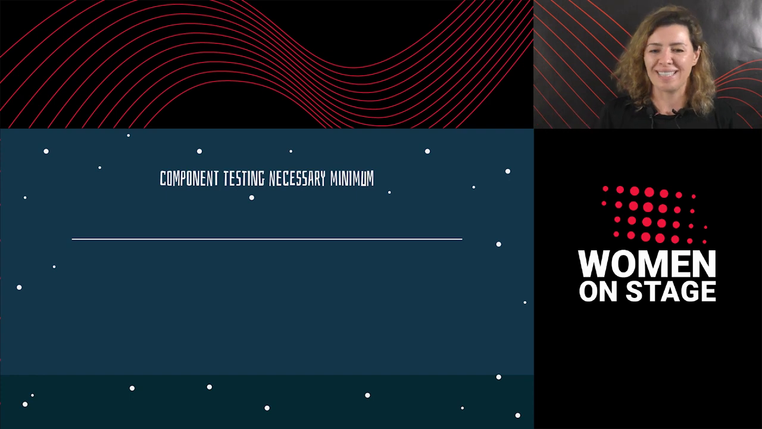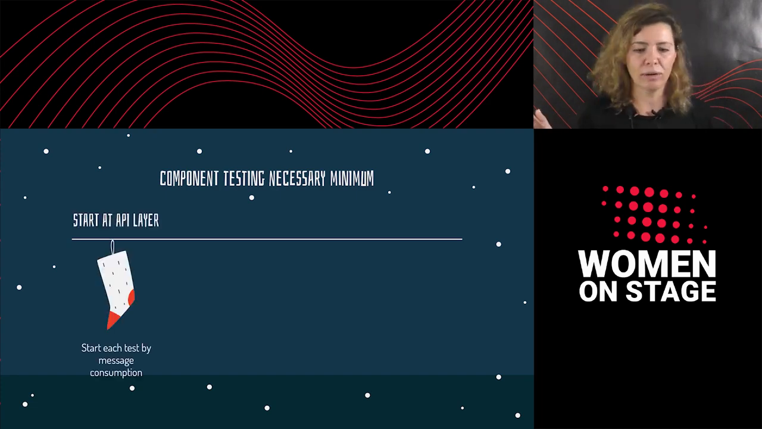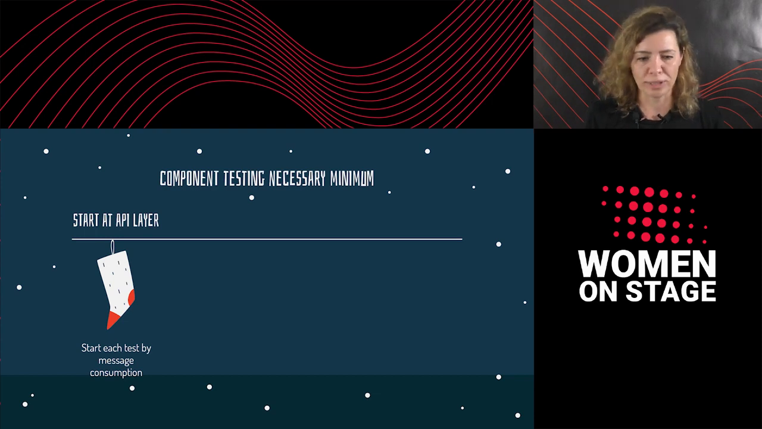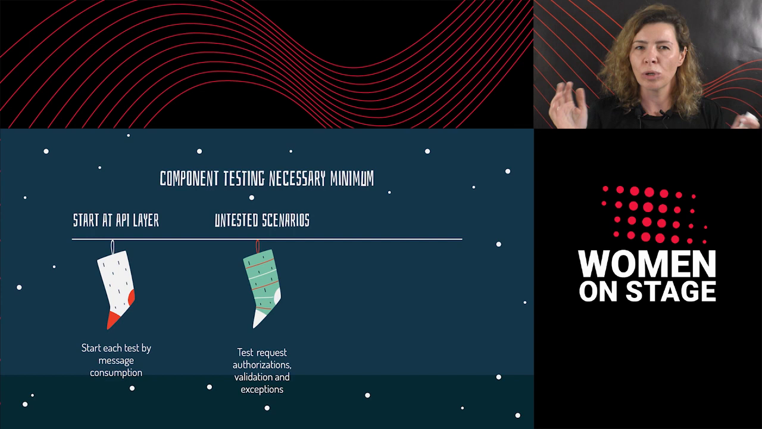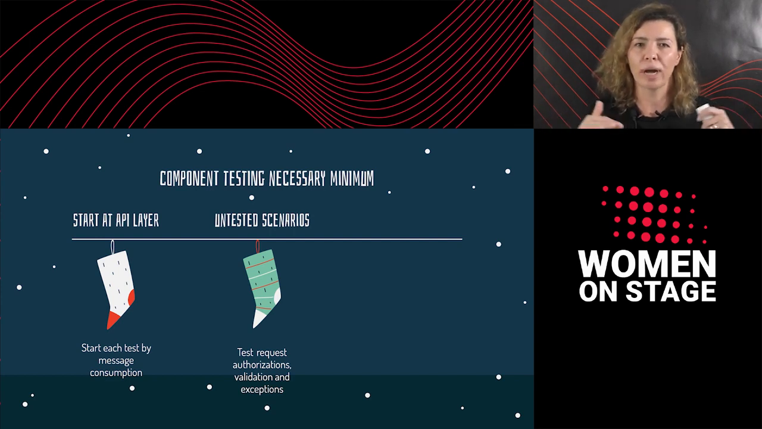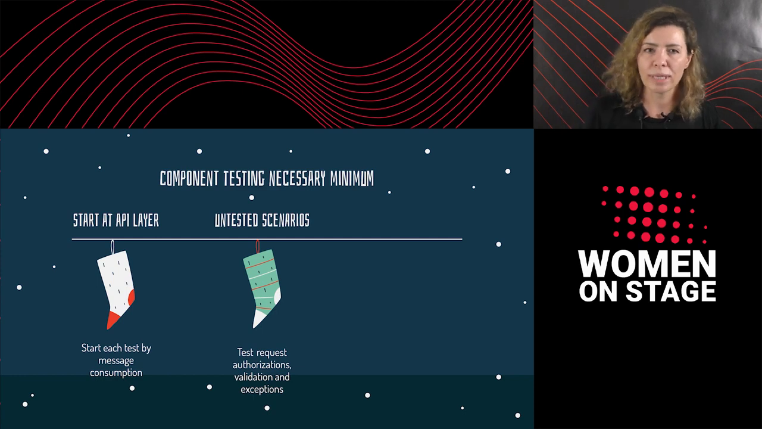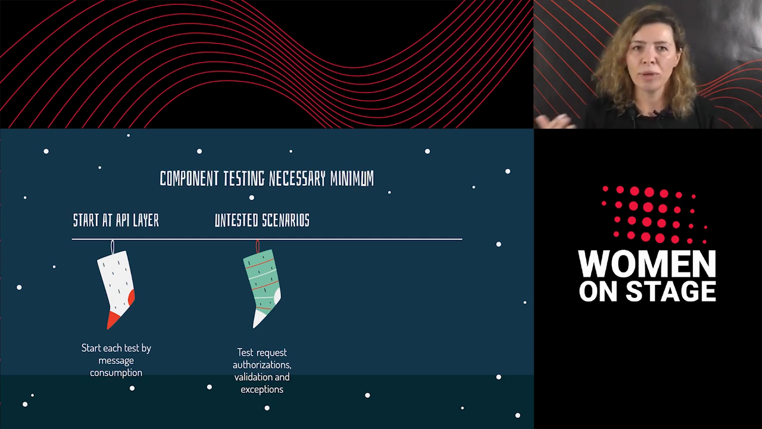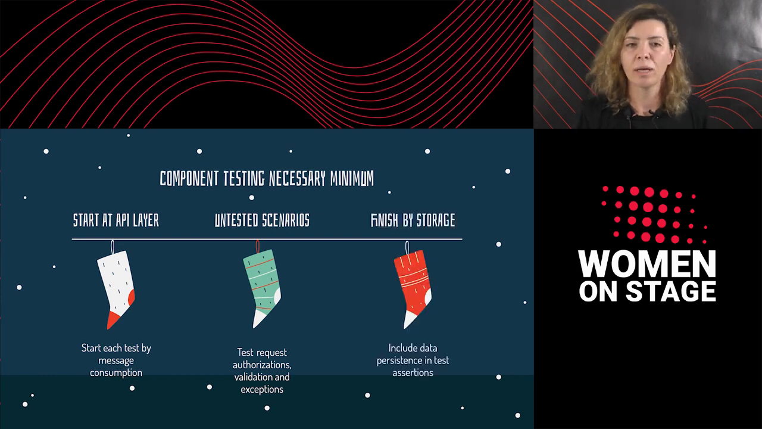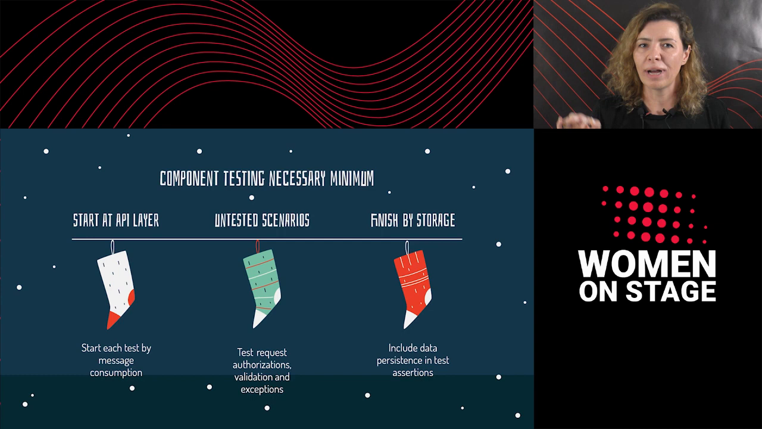The goal of component testing is to test the API message from the consumer perspective. So don't cut corners, start each test by message consumption. Don't duplicate the scenarios that were already covered by unit testing. Try to focus on untested scenarios, on untested layers. These tests will include the request authorization, the request validation, and API-related exceptions. Component tests allow us to validate domain data storage, so include data persistence verification in test assertions.